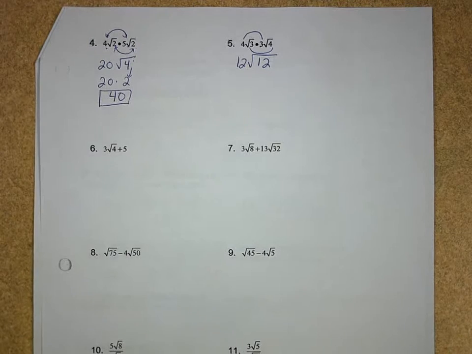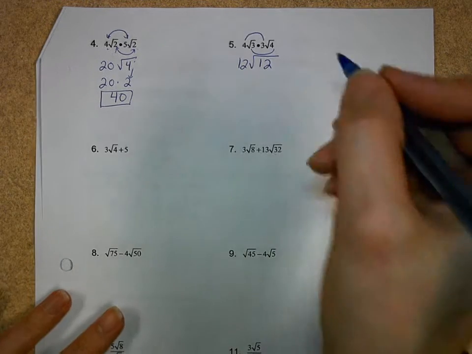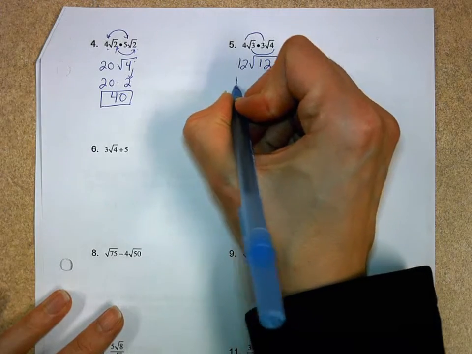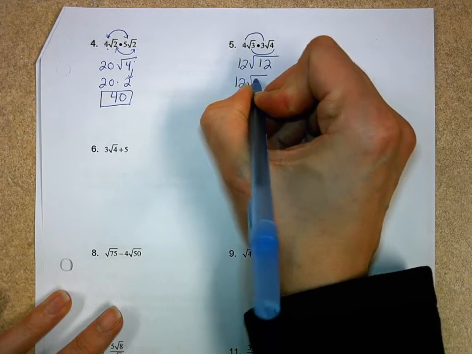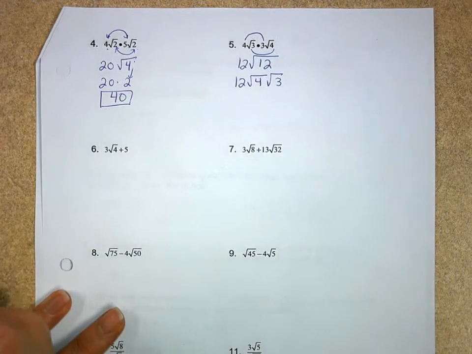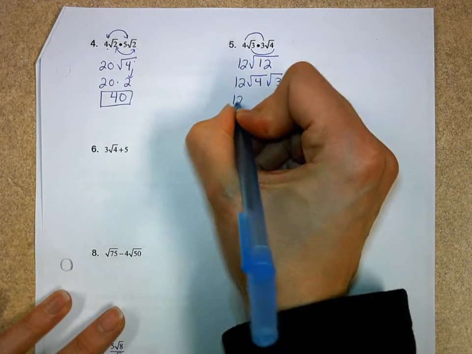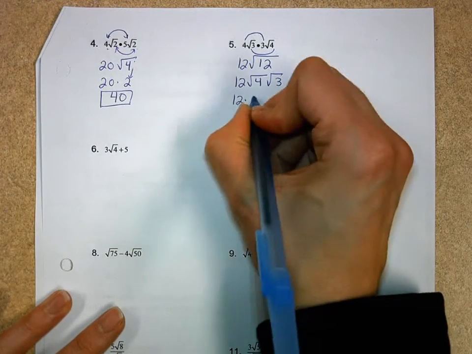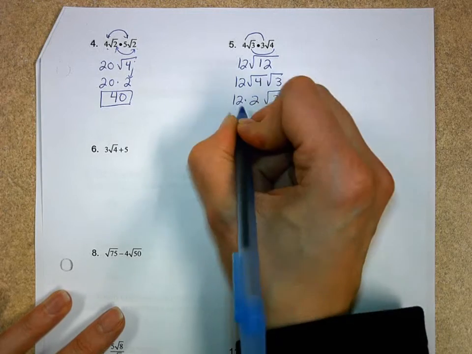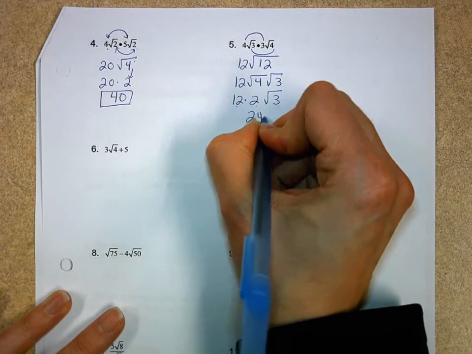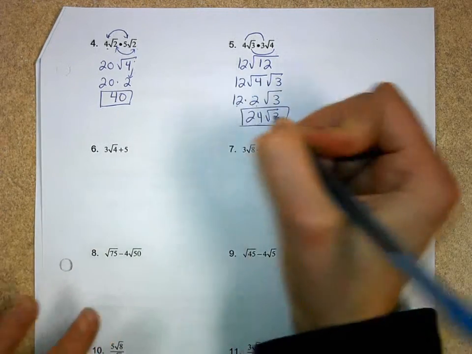Oh, I'm all done. I hope some of you who understand this go, no! There's a perfect square number in here. There is, the 4. I can literally factor out and go 12 times the square root of 4 times the square root of 3. So I get 12 times, what's the square root of 4? 2 times the square root of 3. 12 times 2, 24 root 3.